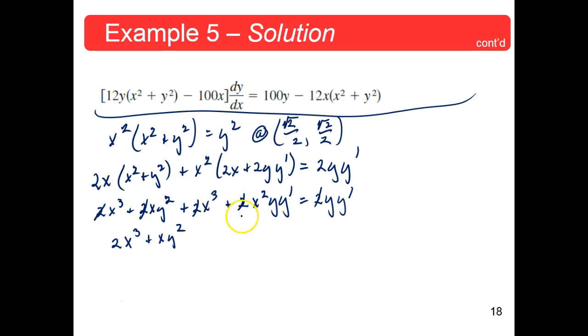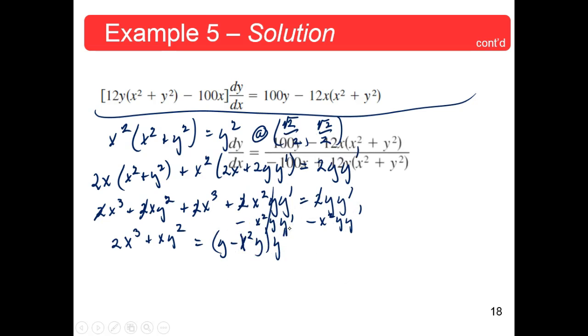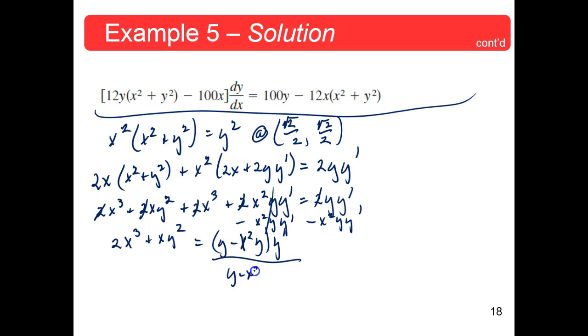Because that's got a y prime in it. Minus x squared y prime, minus x squared y prime. Okay? So this will be on this side. That's gone. And over here you have y minus x squared y times y prime, right? And now let's divide by y minus x squared y. Okay. Now, I think we found our y prime.